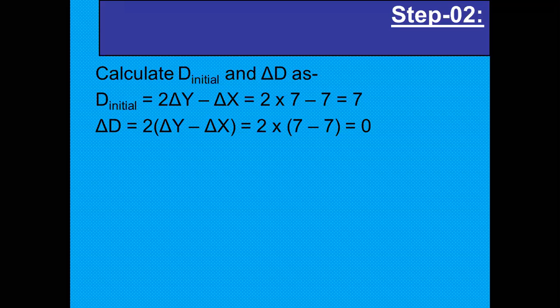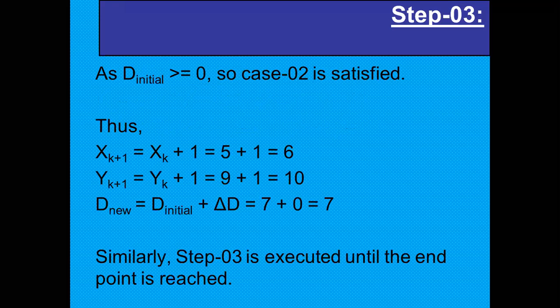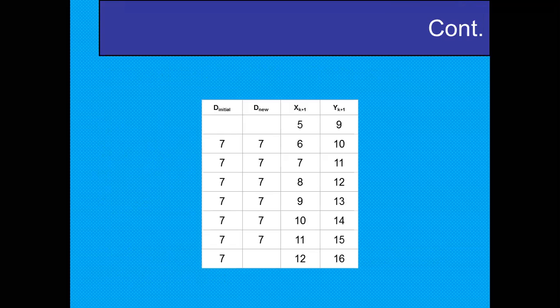Now, similarly, we can calculate the number of points. We have already done one similar problem. So we will calculate the values of xk plus 1 and yk plus 1, and we will calculate D new and D initial again. At the end we will prepare a table with D initial, D new, xk plus 1, yk plus 1, and with the help of these we will calculate new points up to whenever we reach the final point.